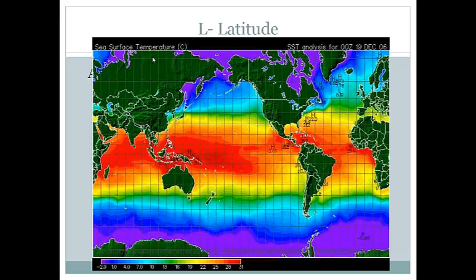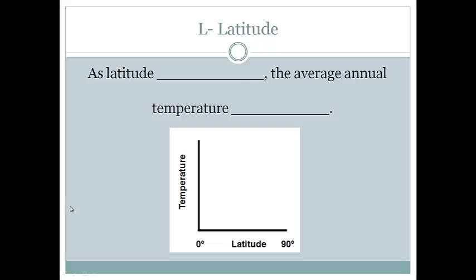The first is latitude. Latitude are the lines that run horizontally across the map. From the equator, as you go up or as you go down towards the poles, your temperature will greatly be affected. Those areas that are closer to the equator are warmer. Therefore, as latitude increases, the average annual temperature decreases.